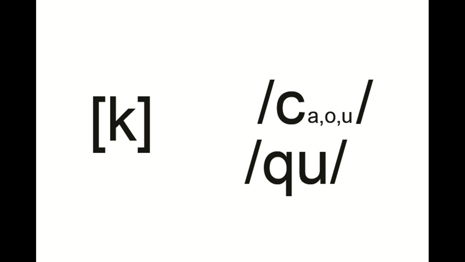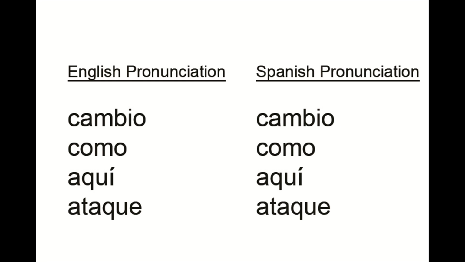The Spanish K, or hard C and QU, is pronounced in the same part of the mouth as the English K, using the same organs. Really, the only difference is that the Spanish version lacks the puff of air heard in the English version. Cambio, cambio. Como, como. Aquí, aquí. Ataque, ataque.